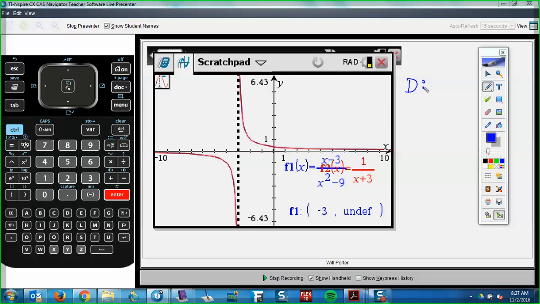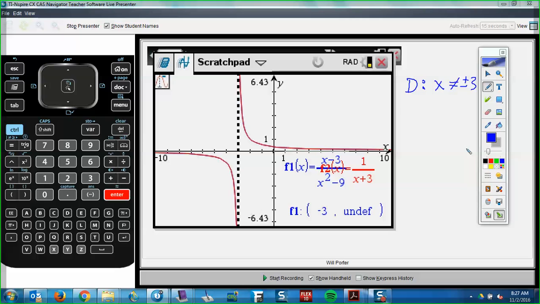-3 to 3. -3 and 3 don't work, so everything but those works. Now, I think the best way to do that is just say x can't equal plus or minus 3. Now, you could say -infinity to -3, then -3 to 3, then 3 to infinity, and don't include any of those, right? Put parentheses on all those.